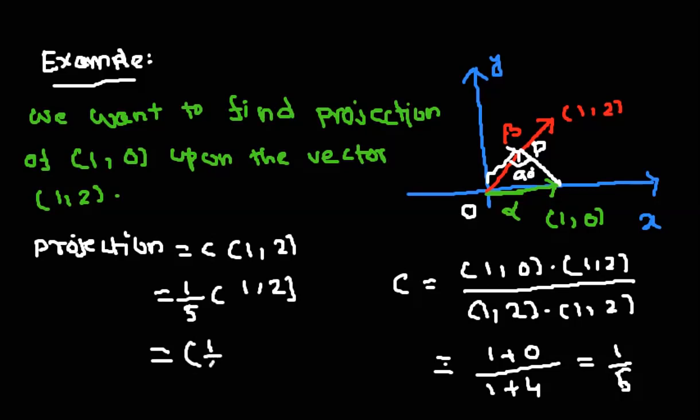So this is going to be 1 by 5, 2 by 5. This is our projection vector. So we have to go 1 by 5 unit in the direction of the x-axis, then 2 by 5 unit in the direction of the y-axis to get the projection vector. Okay, I hope you understand about the projection of a vector.